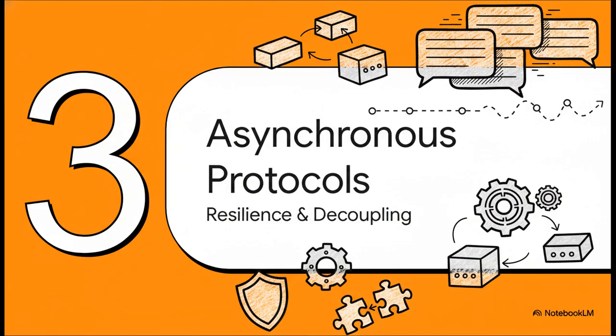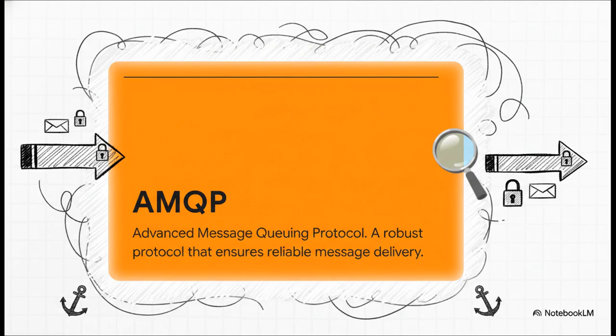Let's explore that text message model. We are now entering the asynchronous world, and this is all about building systems that are resilient, where services don't have to sit around waiting on each other. We'll kick things off with AMQP, the Advanced Message Queuing Protocol. This is the one you reach for when message delivery has to be guaranteed. No ifs, ands, or buts.